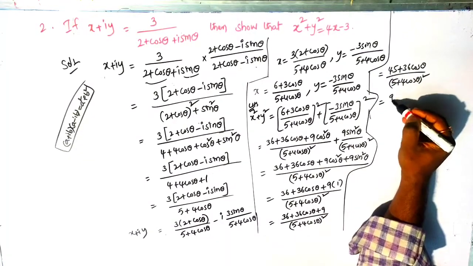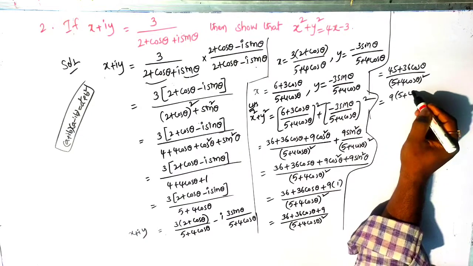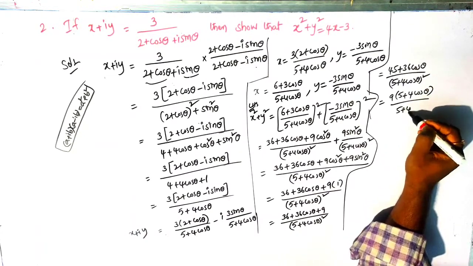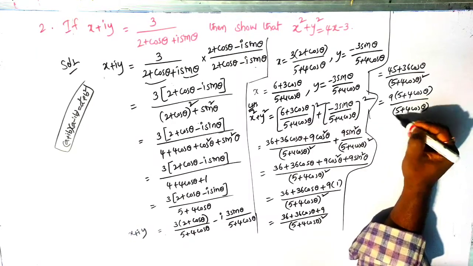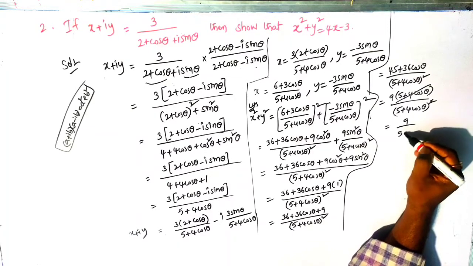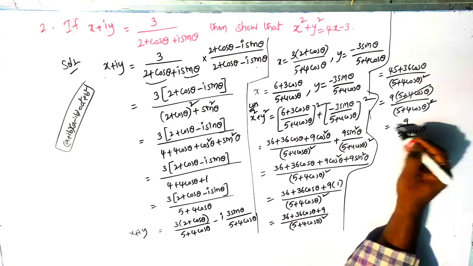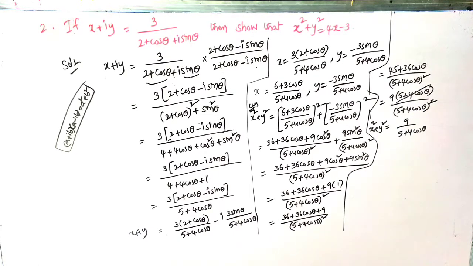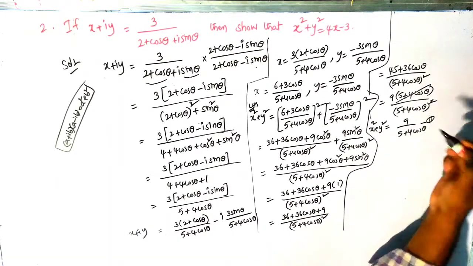So we take common 9: 9 times 5 plus 9 times 4 cos theta, by (5 plus 4 cos theta) whole square. So this one cancels, we get here 9 by 5 plus 4 cos theta. This is the x square plus y square value. Okay, so this is equation number 1 we take here.